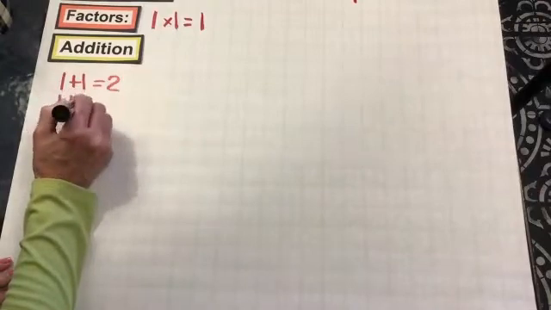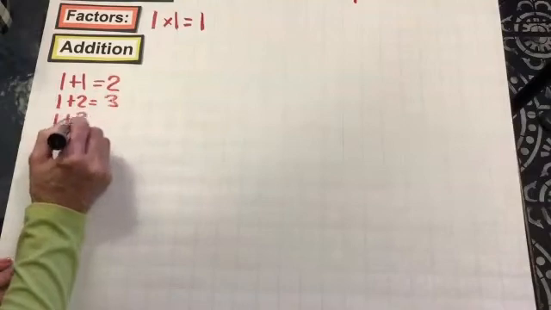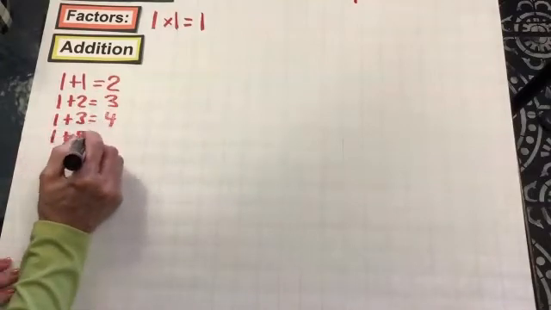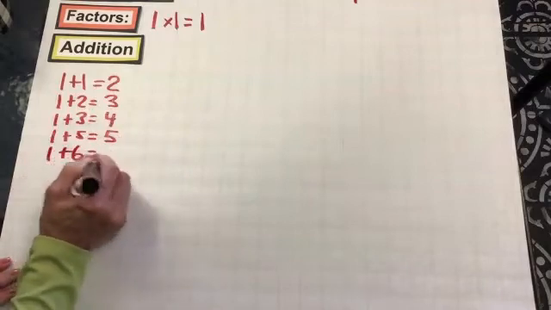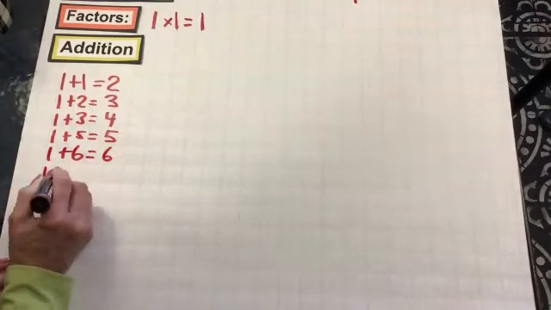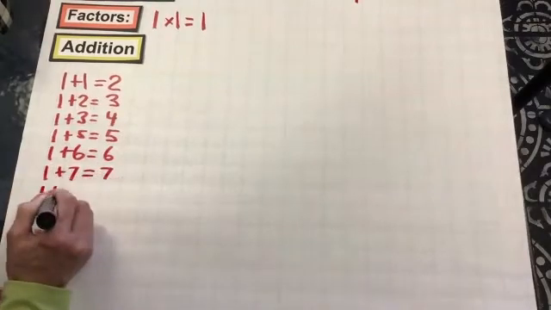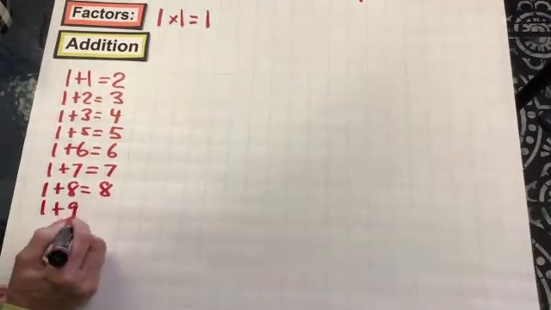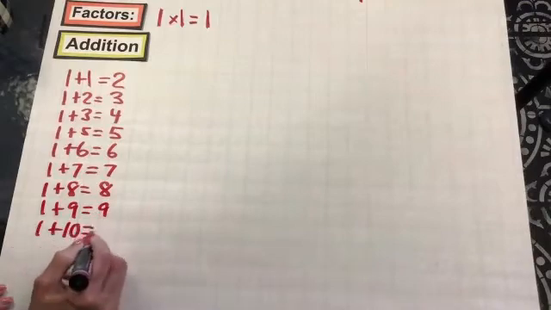1 plus 2 equals 3. 1 plus 3 equals 4. 1 plus 5 equals 5. 1 plus 6 equals 6. 1 plus 7, I bet you some of you are ahead of me already. 1 plus 8 equals 8. 1 plus 9 equals 9. And 1 plus 10 equals 10.